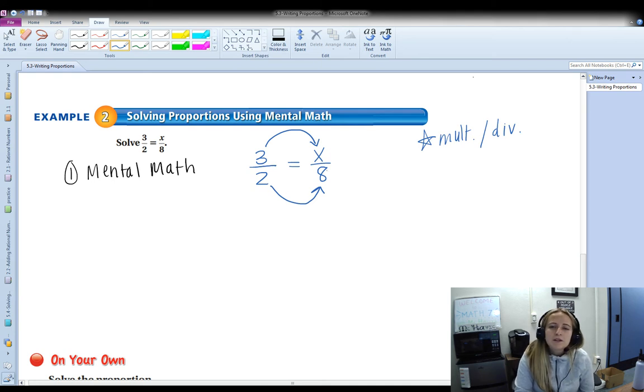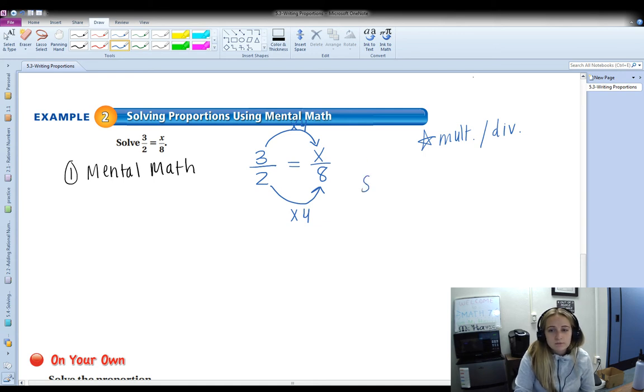What do you have to multiply or divide 2 by in order to get 8? So think about it. 2 times what equals 8? Well, hopefully you're thinking 4. So 2 times 4 equals 8, which means if this is a proportion, you have to do the same thing to the 3 to get this x. So you're going to do 3 times 4 to get to the x, which would give you 12.